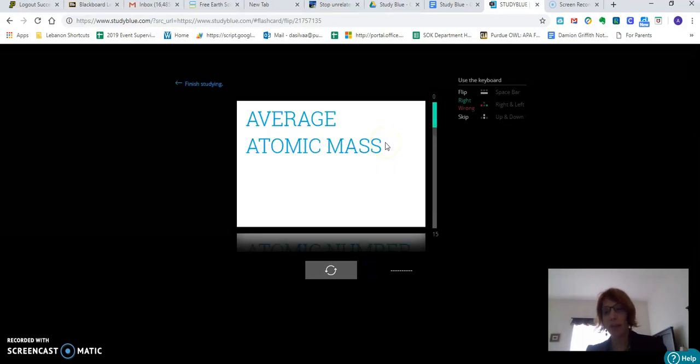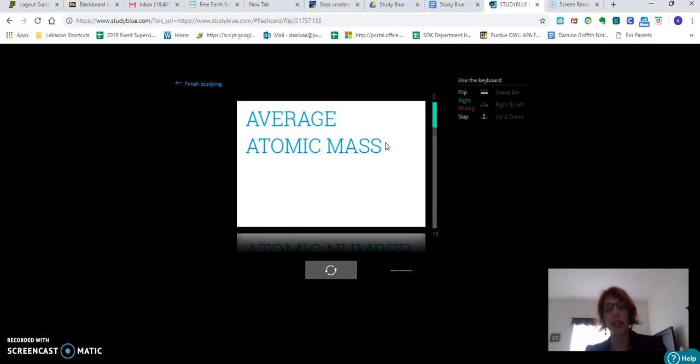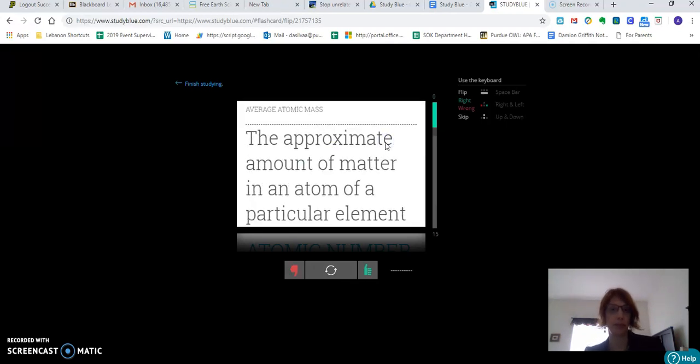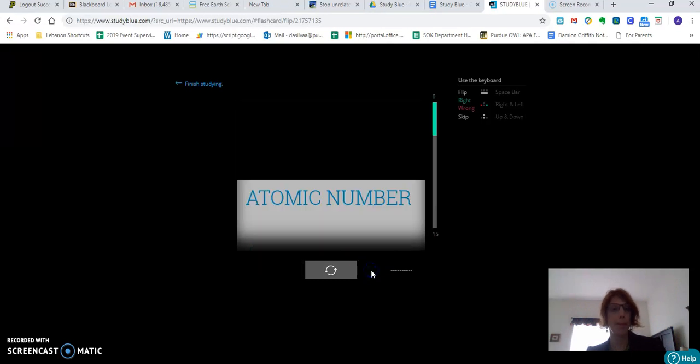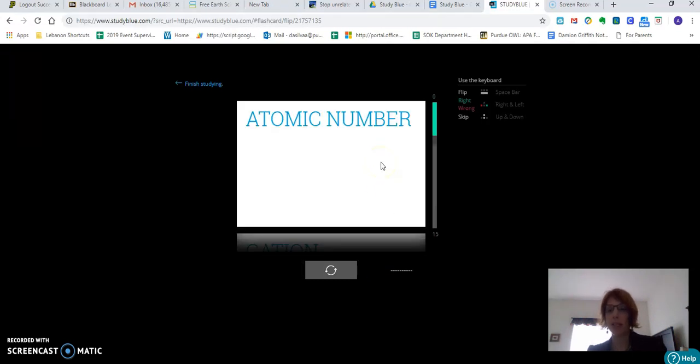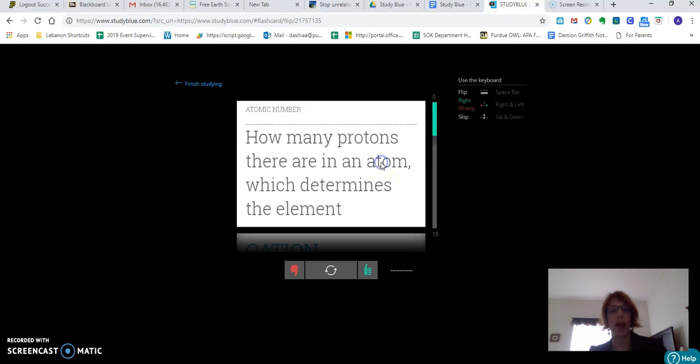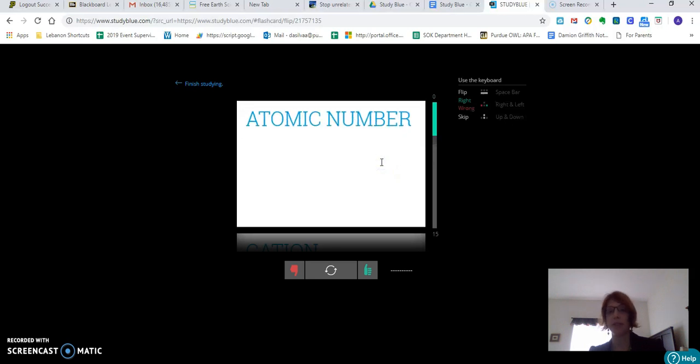The average atomic mass is the amount of matter in the nucleus of an atom, all the protons and the neutrons. Atomic number is the number of protons. That tells you what atom you have. Different types of atoms are called elements.